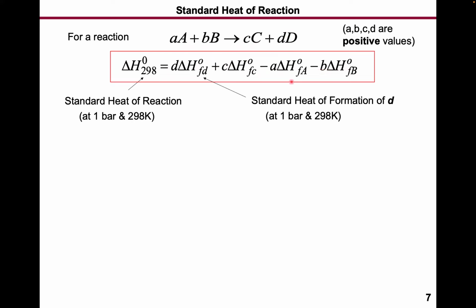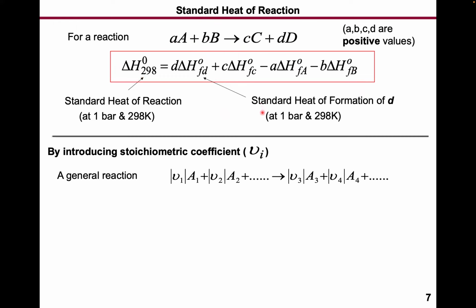All at standard state. So basically, you're just going to subtract, right? How much heat of formation you have on the product side minus the total heat of formation on the reactant side. And then the difference in these, the combined heat of reaction, is going to be your standard heat of reaction, okay? Pretty straightforward, right?